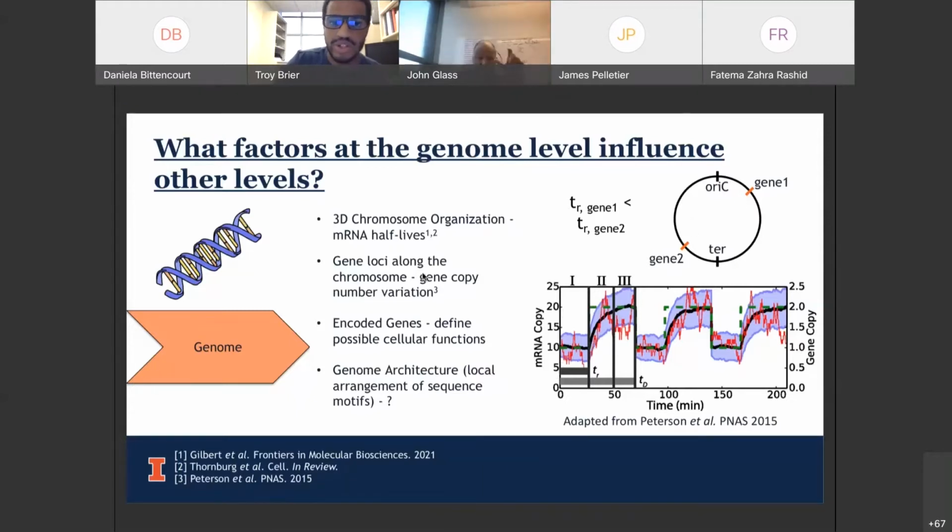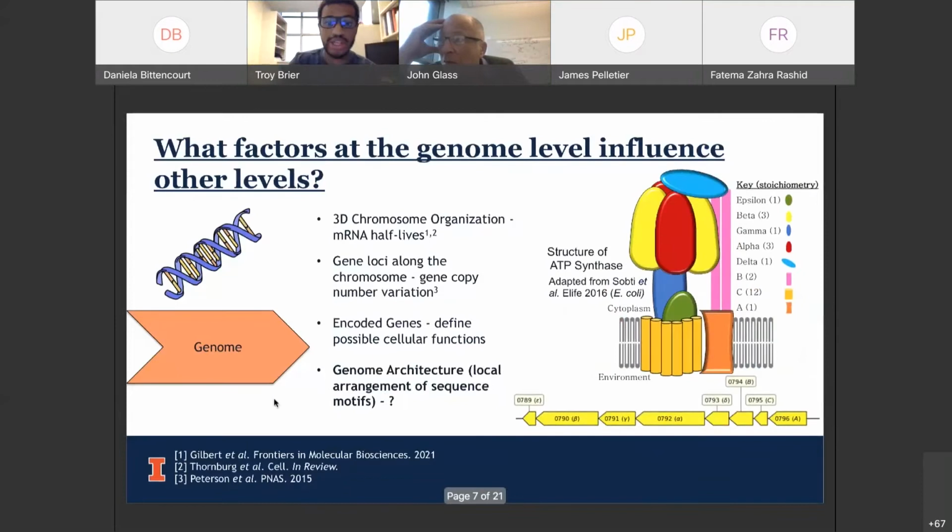The first two I just touched on focus more on spatial aspects of the genome. These other two that I would like to touch on and expand upon deal a little bit more with the sequence aspect of the genome. One way we know that the genome definitely impacts the other levels is that all of the functions of the cell are encoded within the genes. But this last bullet point that I would like to touch on is the idea of the genome architecture, the local arrangement of sequence motifs. How does that impact these other levels?